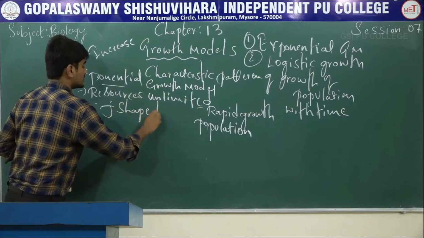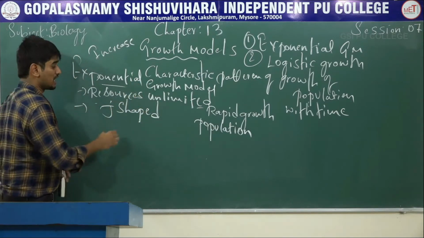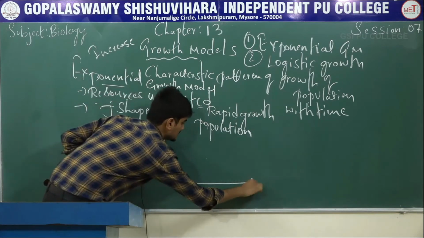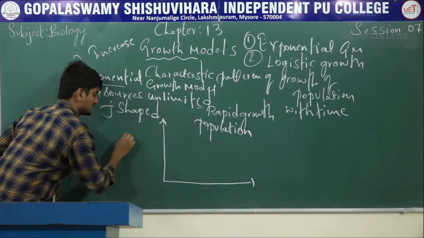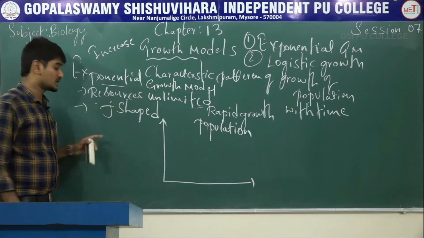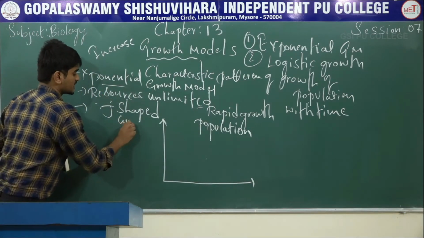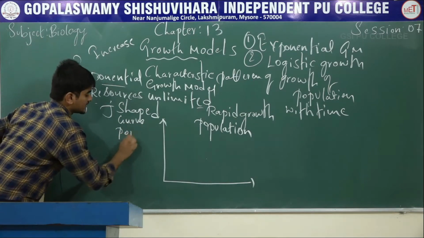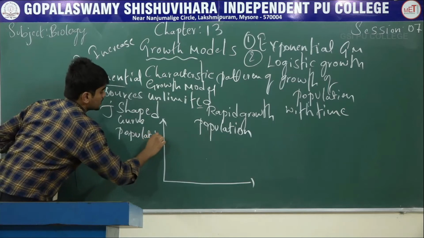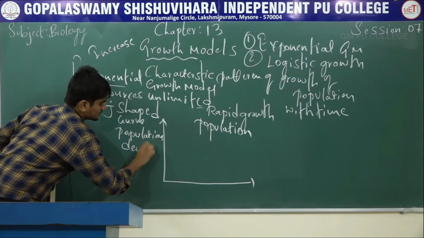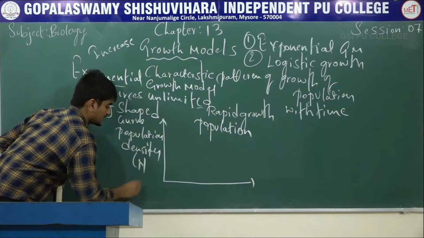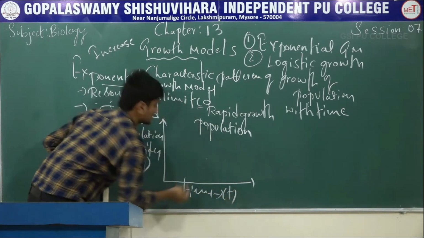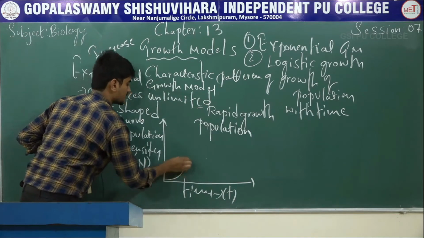When we plot the population density N against time t, the result gives a J-shaped curve.